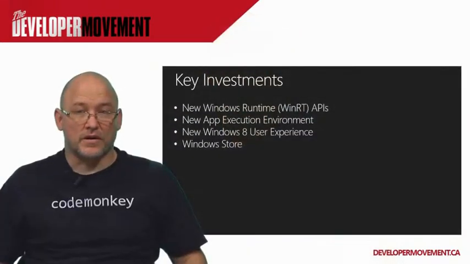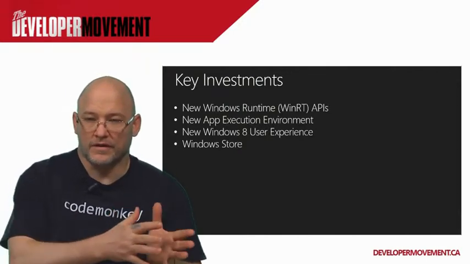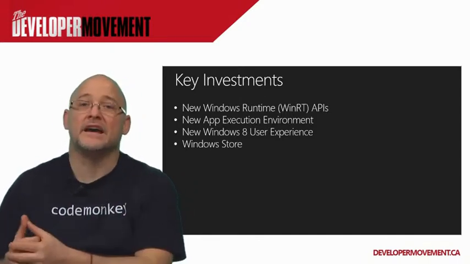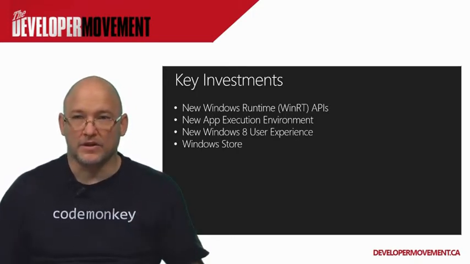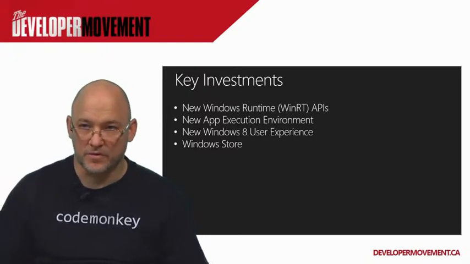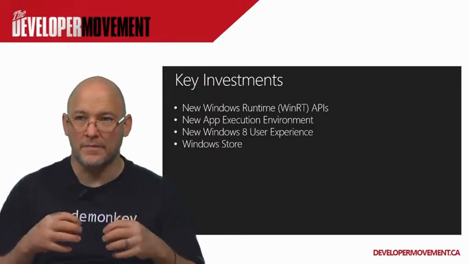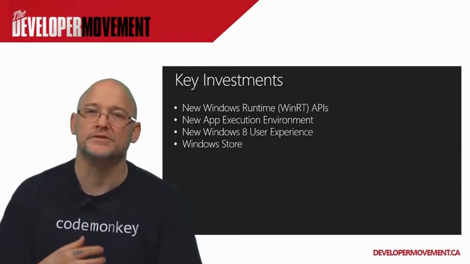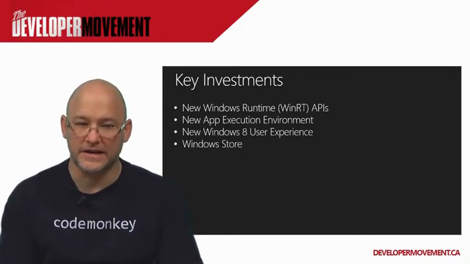Some of the key investments were creating a whole new set of runtime. Instead of the traditional Win32 layer, or the MSIL for managed applications, we now have one new runtime called the WinRT, and it's a large set of APIs that allow you access to both hardware features and some great extensions of the operating system. You also have, as we just saw there, a new app execution environment, so a new way for the applications to be presented to the user, to get the information to the user, and also to take input from the user. And you've got the new Windows 8 user experience.